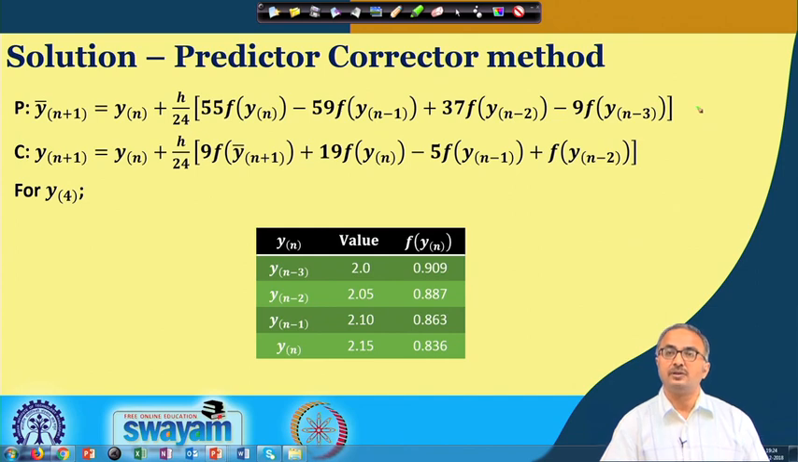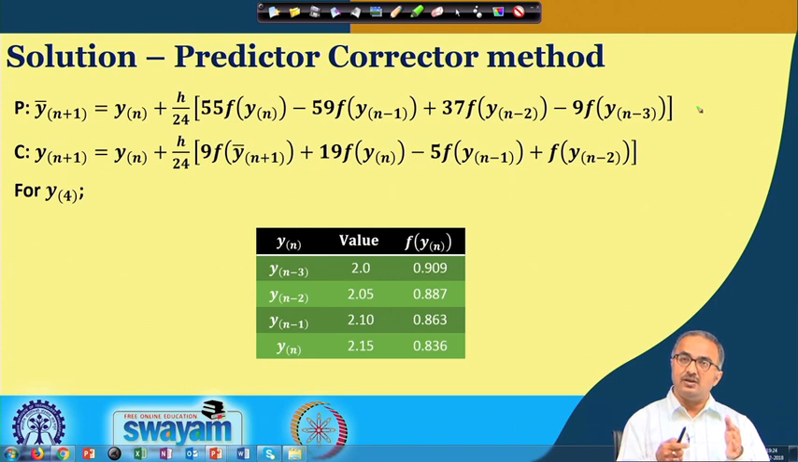Suppose you want the value of y4. y4 should depend on y3, but to get the value of y3, you can start with y0 and get the values of y1, y2 and y3 by applying the Euler's method. After you obtain that, you switch over to the predictor corrector method, so that you can now take a bigger step size and reach convergence faster.